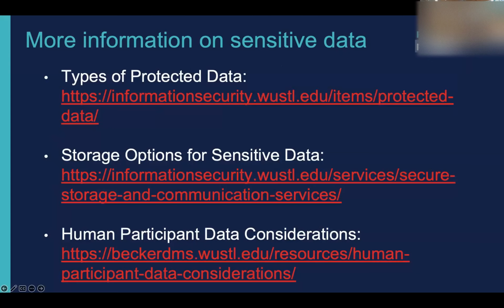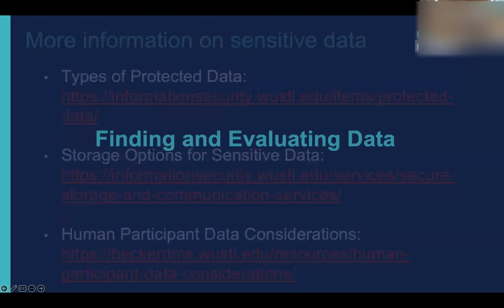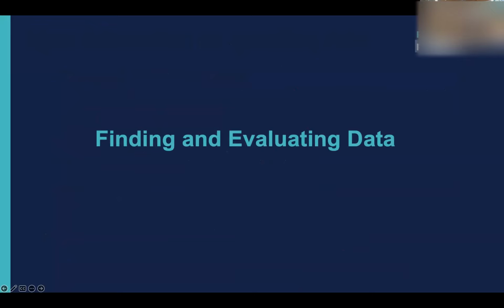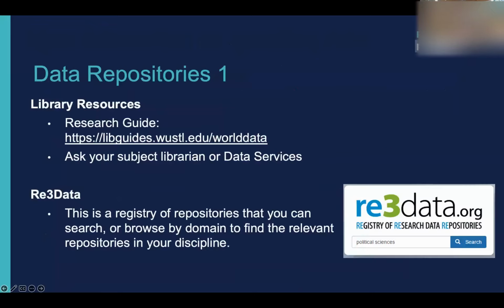Okay, now I'm going to move on to finding and evaluating data. First of all, there are plentiful data repositories out there. We have a research guide in the library. You can ask us in data services, or you can ask your subject librarian. They often have good recommendations for where to find things relevant to your discipline. There's also a repository of repositories where you can browse by domain looking for things. And this is a good place to find data that's authoritative.